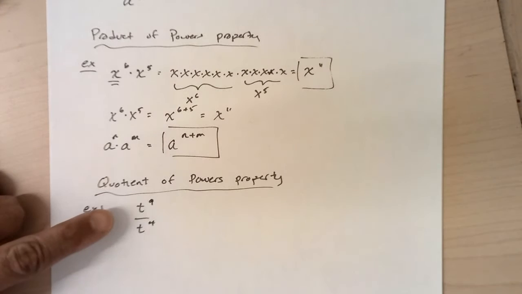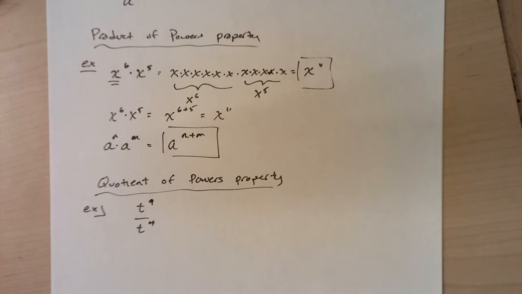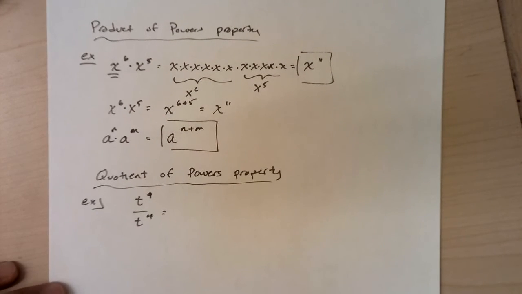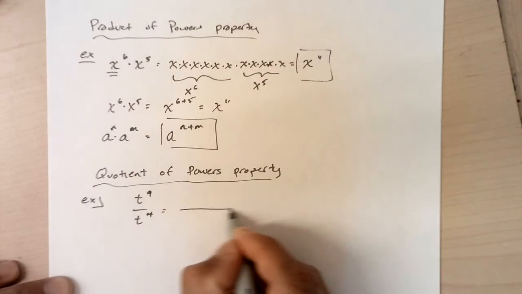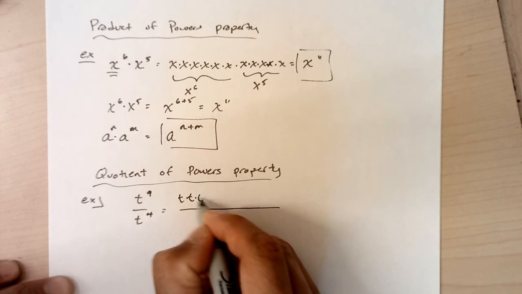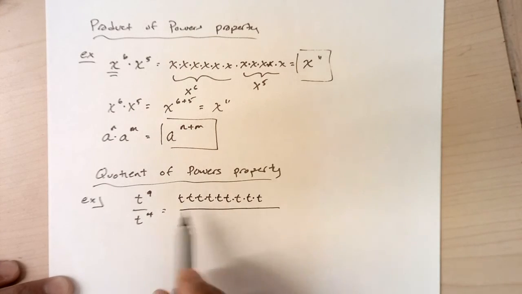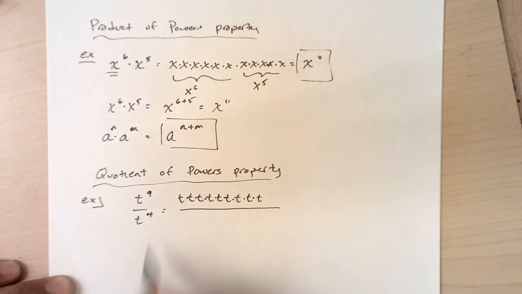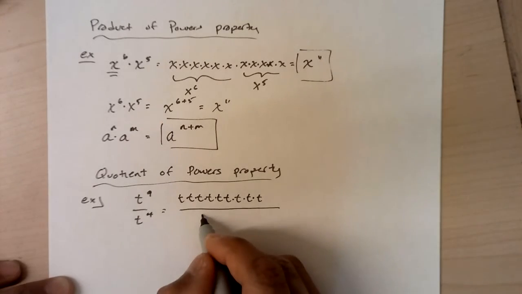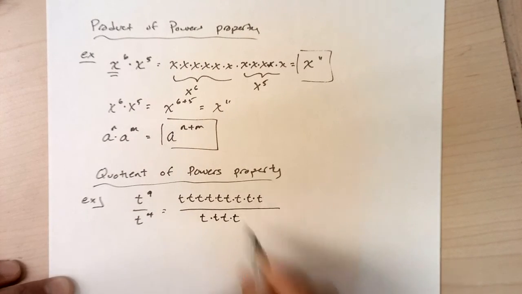Again, I have to assume that the base is not 0, and it has to be true that you have the same base to be able to apply the quotient of powers property. But let's try to formulate the quotient of powers property. Here's what we can do with both the numerator and denominator. Both are written in exponential form. I could change each into expanded form. So t to the 9th in the numerator is t multiplied by itself 9 times. And then you could do a similar thing in the denominator. T to the 4th is the same as t multiplied by itself 4 times.